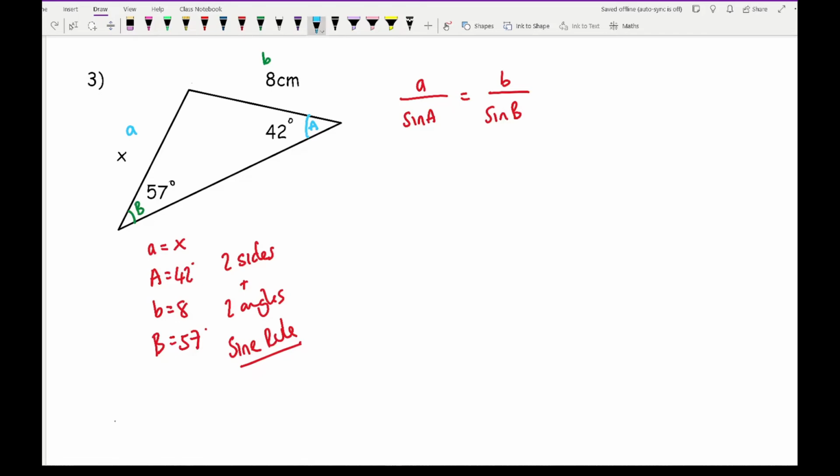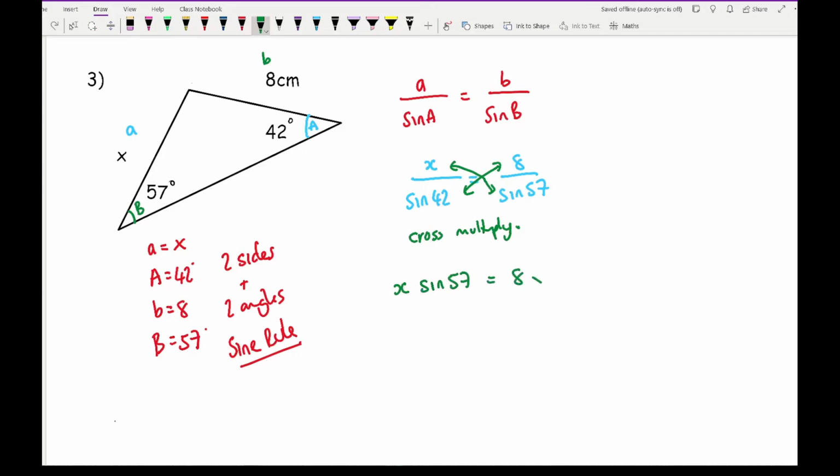So substituting numbers in, I get x over sine 42 equals 8 over sine 57. So then from this, what you then want to do is cross multiply. So I'm going to multiply this with this and this with this. So cross multiply. And so what we end up with is x sine 57 equals 8 times sine 42.